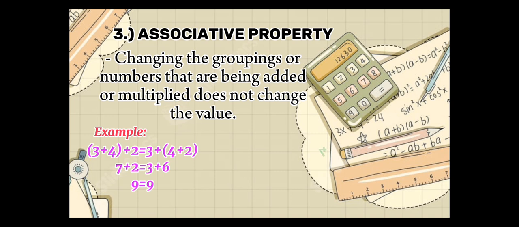Another example is 4 times the quantity of 2 times 3 is equal to the quantity of 4 times 2 times 3. To solve that, bring down 4, then multiply the numbers inside the parentheses. 2 times 3 is equal to 6. On the other side, 4 times 2 is equal to 8, and then bring down 3. So, 4 times 6 is equal to 24, and 8 times 3 is equal to 24. In associative property, changing the parentheses doesn't matter.